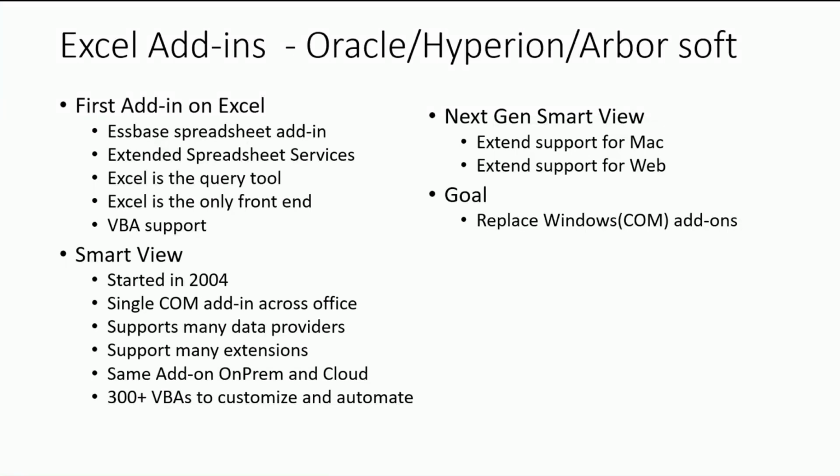Then we moved on to SmartView. We started SmartView in 2004, and I've been associated with the team since the inception. It's a single COM add-in across all Office applications and supports many providers I talked about. SmartView also supports extensions because it supports many providers and much functionality, and only certain components may be applicable to certain sets of users. For example, a planner may not need a consolidation application to be available at that point in time. So they can pick and choose the module they want to load. It acts as an extension.